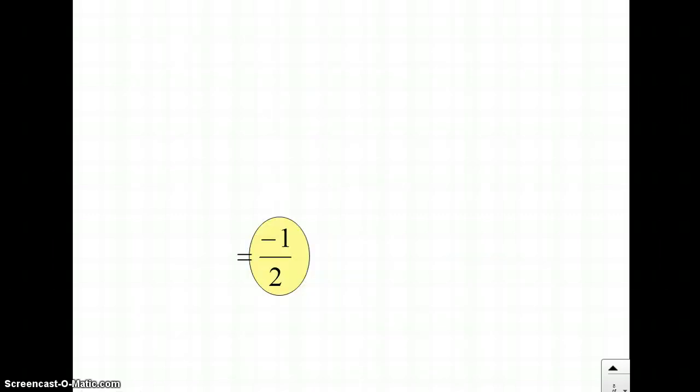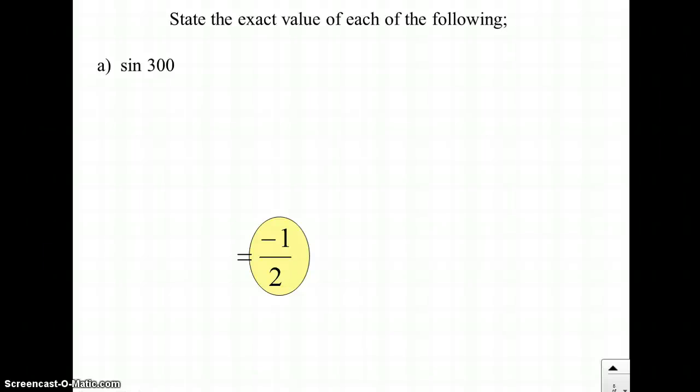So let's use these special angles and the information in the last two slides to use the CAST rule and come up with some exact values. So the exact value for the sine of 300 degrees.